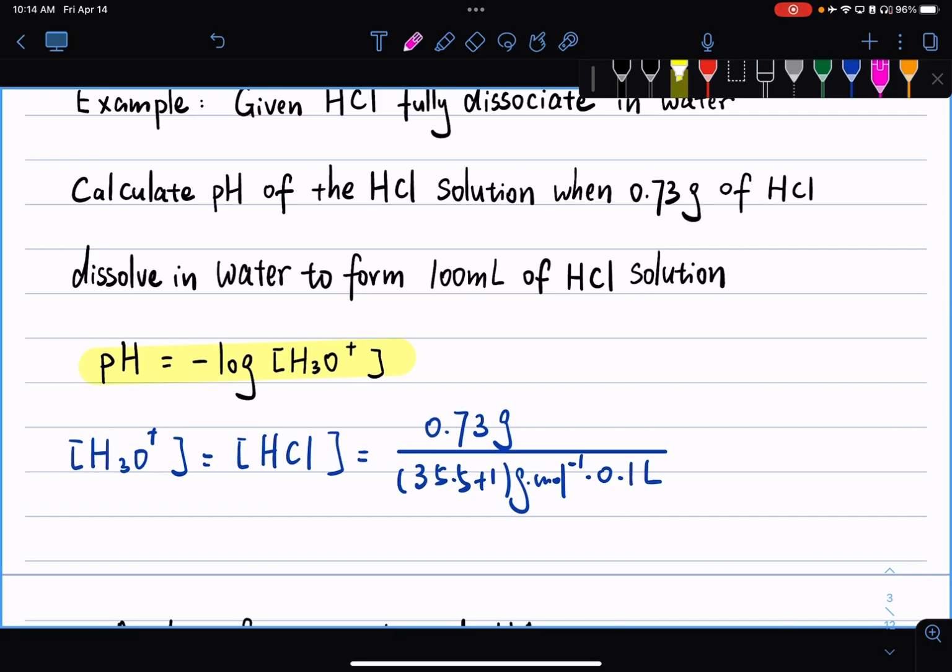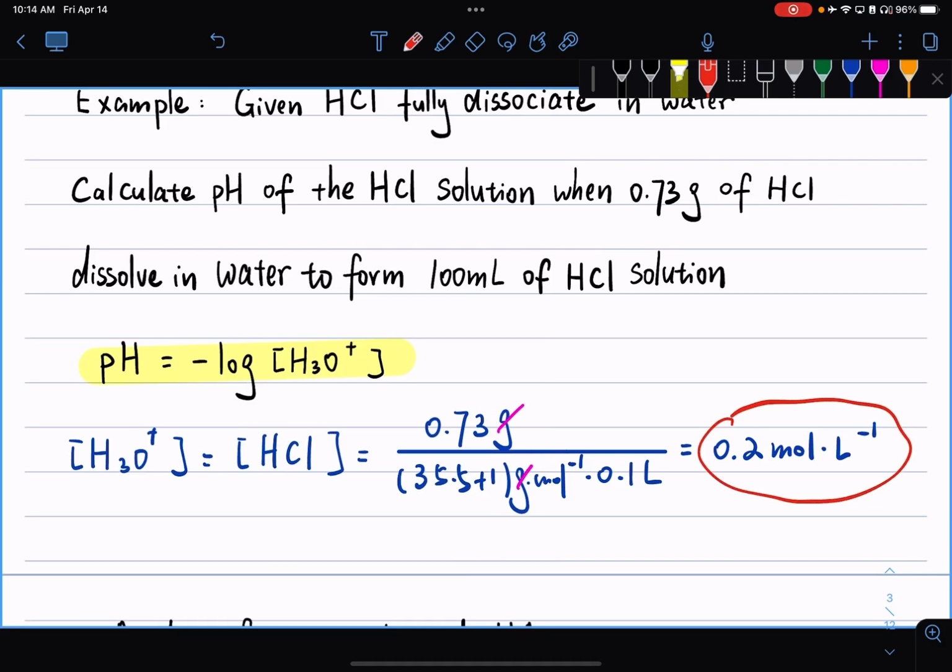I always write out units. You don't have to do it, but writing out units is a nice sanity check that you're getting the correct equation set up. And the concentration, we can calculate it to be something around 0.2 mole per liter. You plug this number back into the equation above, and we end up with the negative logarithm of 0.2, which is about 1.61.